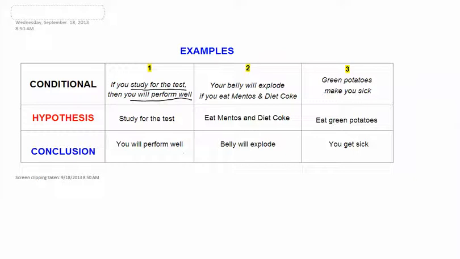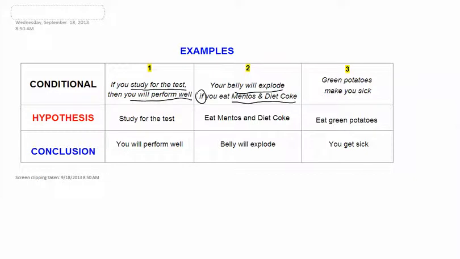Sometimes they're harder to spot, like this one. Your body will explode if you eat Mentos and Diet Coke. In this one, the if portion comes later, but realize that this is still the hypothesis. In other words, if I eat Mentos and Diet Coke, what will happen? What will result? Well, my belly will explode. You don't test that, by the way, and also it's not true. But that would be the conclusion there.